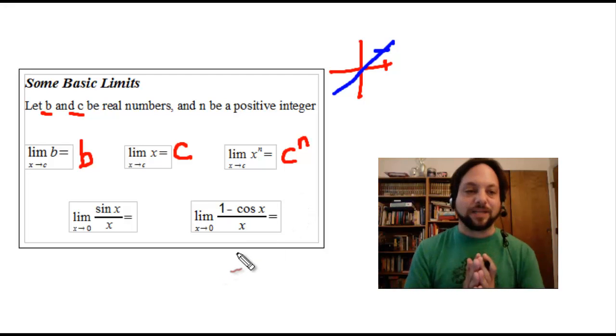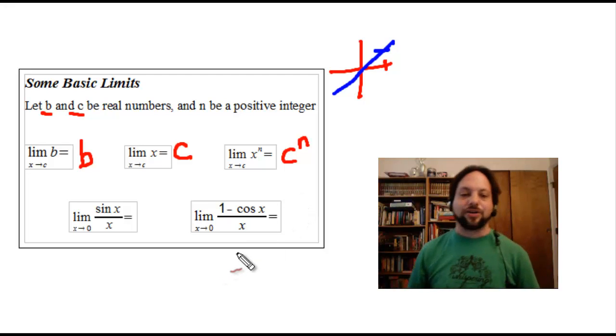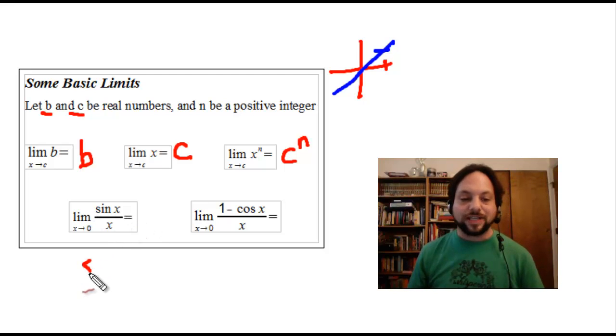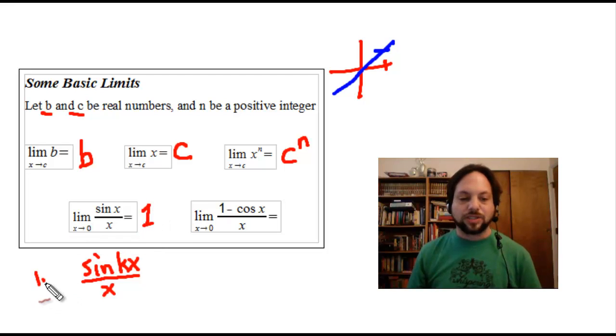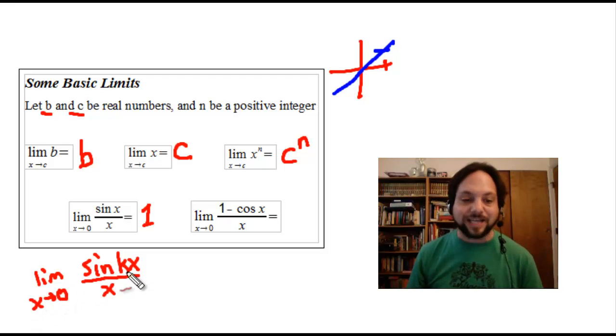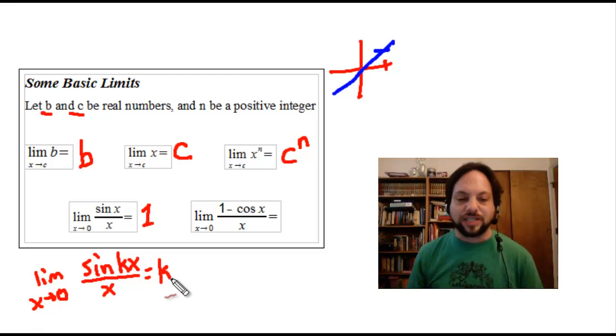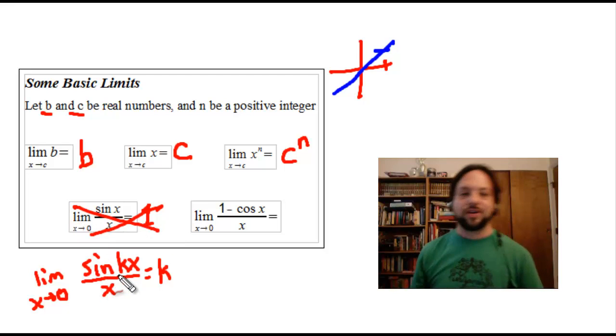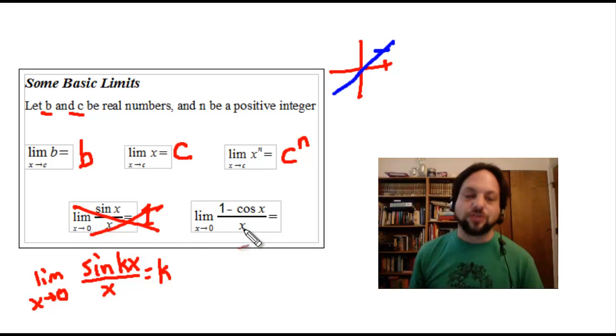Now, these other 2 basic limits involve trigonometry, but don't let that scare you. This first one we've actually already seen, and hopefully you can even extend that to sine of kx over x. Of course, for what's given here, this is simply going to equal 1. But as we saw in the last lesson, if we do the limit as x approaches 0 of sine kx over x, that's just going to give us k. Perhaps this one is a little bit more important to remember. This is simply a consequence.